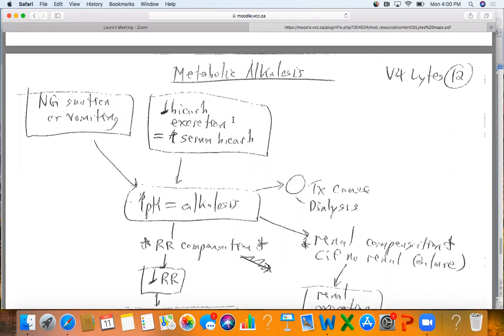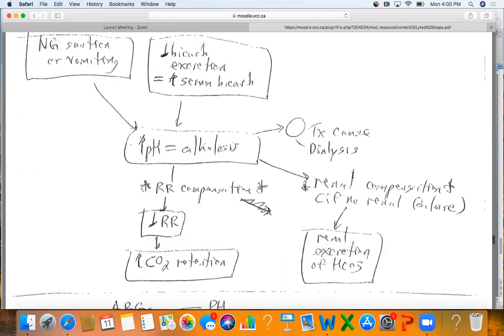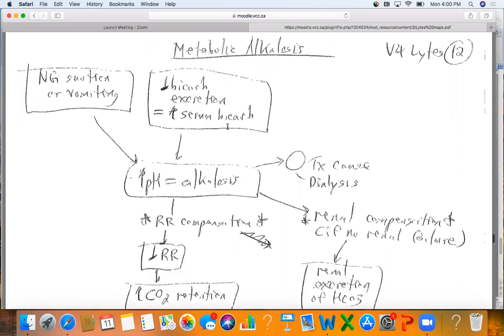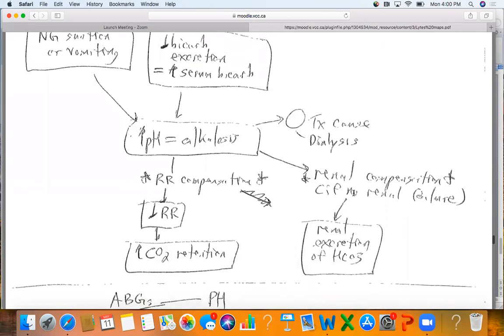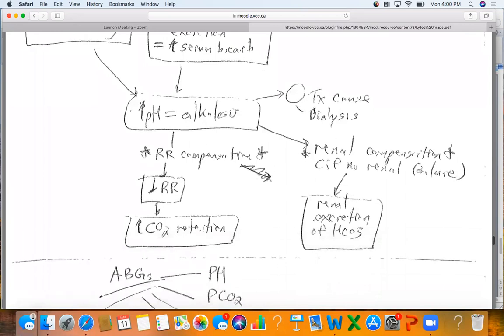Bicarb excretion, so that's a big one. If you have some kind of kidney failure and the kidney's not excreting bicarb and you've got an increased serum bicarb, that is certainly a good way to lead to alkalosis. Okay, so treat the cause. I mean, usually this is going to be more seen with renal patients, so treatment of the cause is usually going to be dialysis. It's not the most acute problem we see, this last one here.